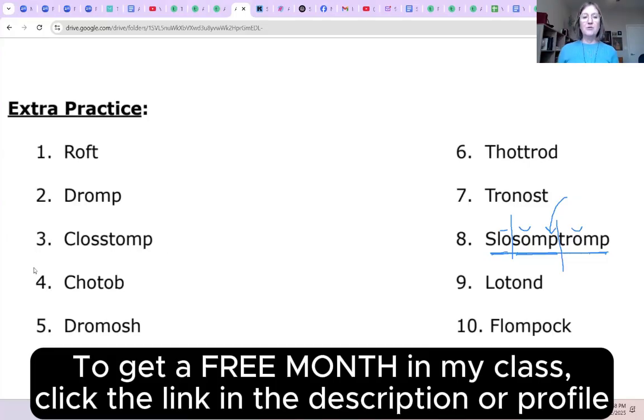We got a request for number 3, so let's try this one. Go ahead and try it on your own first. And this one's going to be divided right here. It breaks those patterns that I just told you, but there's a lot more to syllable division than just those three patterns.